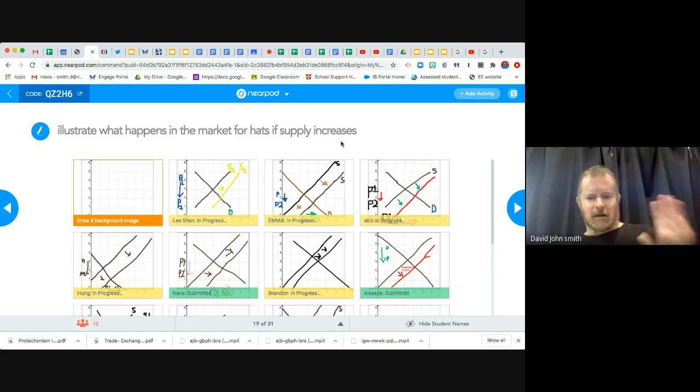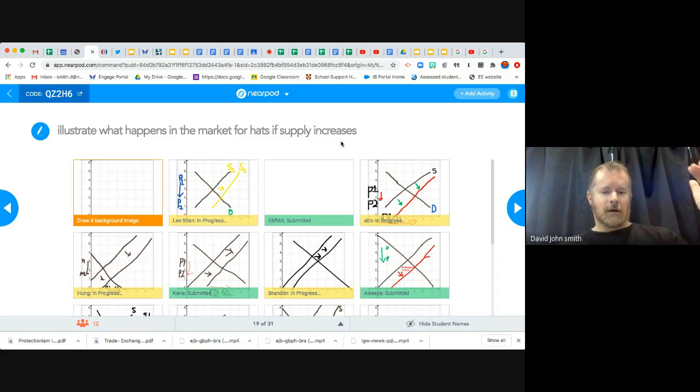All right, now that's a bit different from demand. Remember, when demand increased, we saw price increasing and quantity increasing. So because supply is upward sloping, they behave in an inverse relationship. So they're going in opposite directions. Price is decreasing and quantity is increasing. Well done, team. Well done.